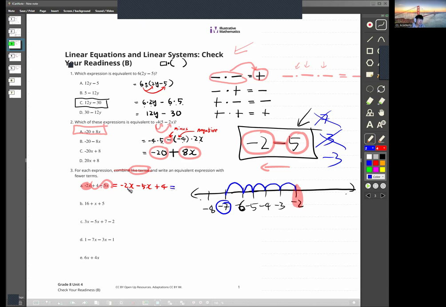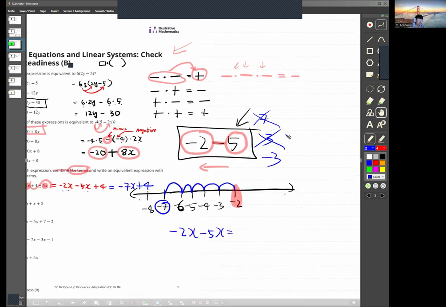Then -2x minus 5x will be -7x plus 4. For -2x minus 5x, we can apply the distributive property. So I can rewrite them this way: -2 minus 5, times x. So what is -2 minus 5? We just found it. That's -7.